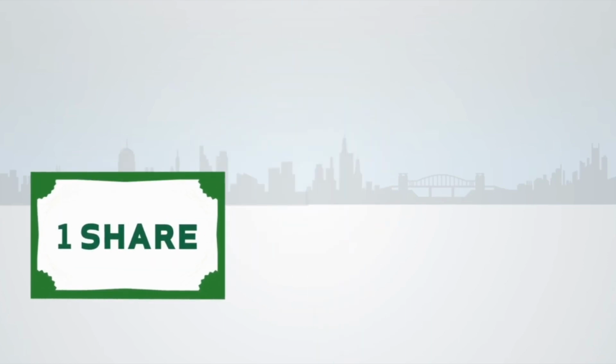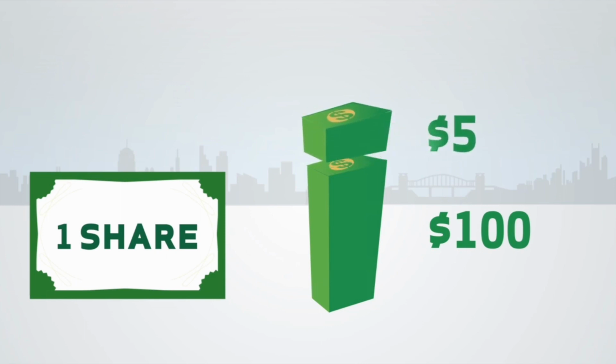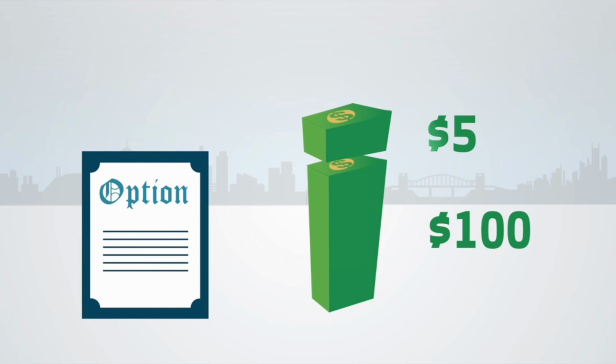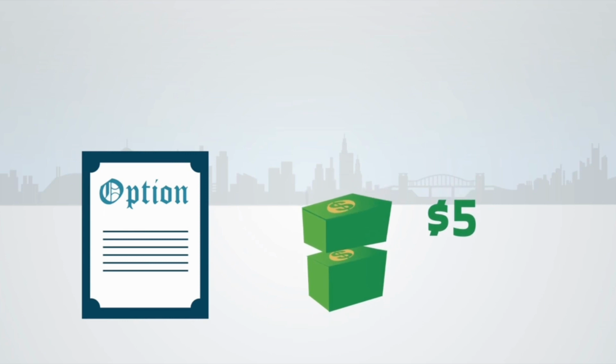For example, consider a stock that's currently trading at $100. If you purchased a share and the price went up $5, you would have a 5% return. With the right option contract, you could profit from this same jump in the stock price while only paying a small premium that costs significantly less than the price of owning the stock.